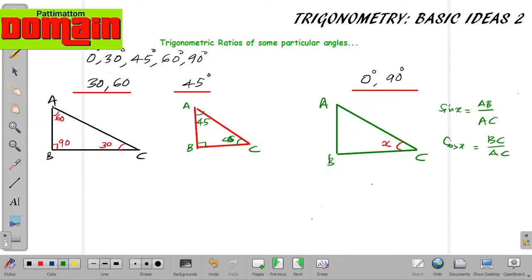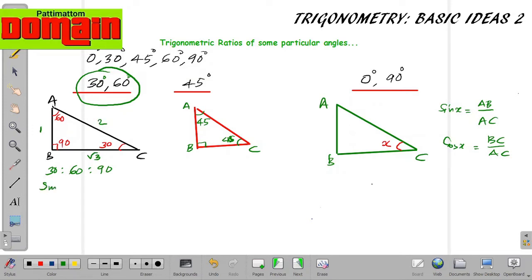First, let us consider angles 30 degree and 60 degree. For that, we consider a triangle like this, a right angle triangle with angles 30 degree, 60 degree, and 90 degree. We have studied in earlier classes that in such triangles, the sides will be in the ratio 1:√3:2.